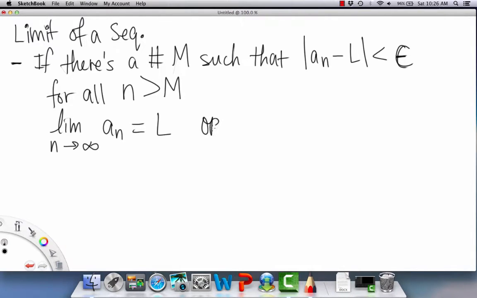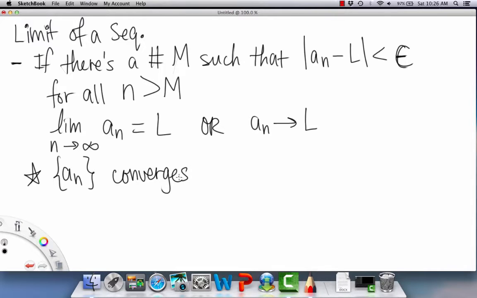Or we could also write this limit as a_n goes to L, or it tends toward L. So if this happens, then it is said that {a_n}, the sequence, which we denote by these fancy brackets, so this means the sequence of a_n, converges. That sounds familiar, right? Converges to a limit L.